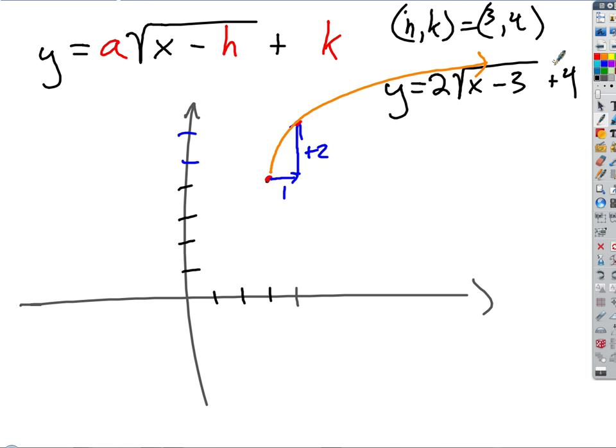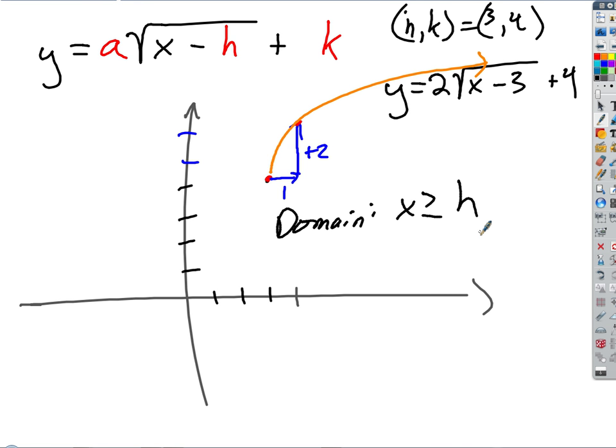You can guess what it's going to be right now. The domain is always going to be x is greater than or equal to h, every time, right? I meant h. Greater than or equal to h.